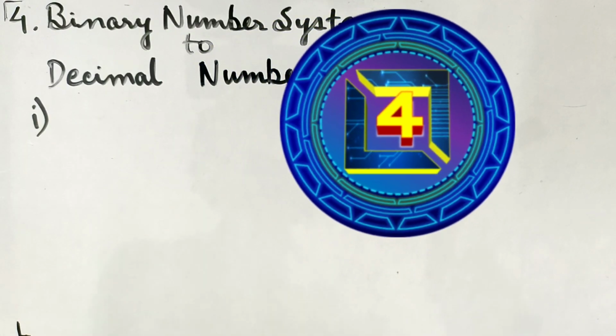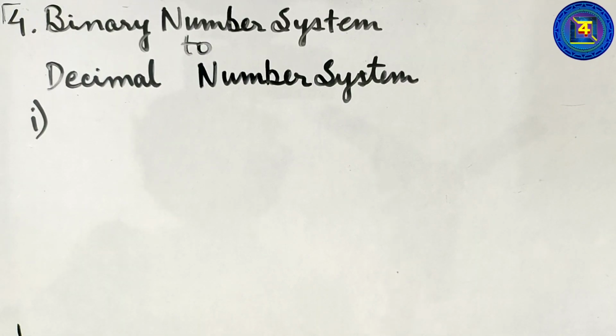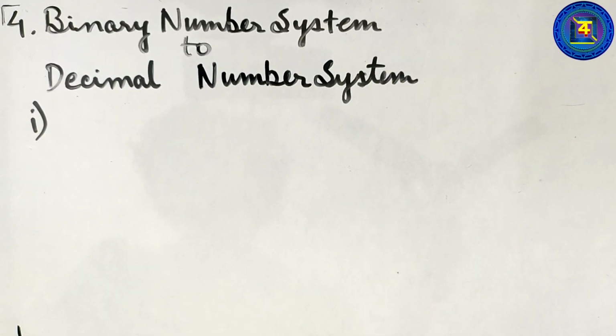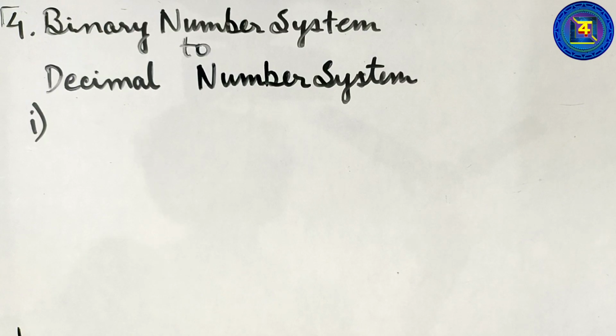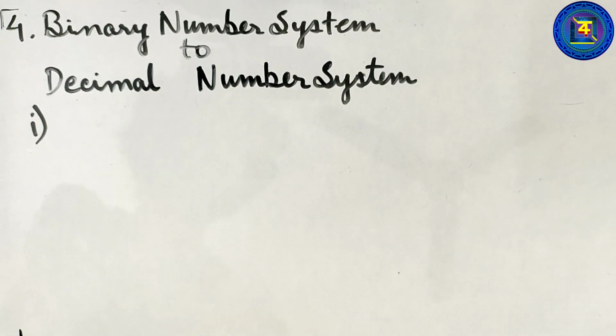Good day everyone. In today's video we are going to start off with the next three conversions, that is binary number system to decimal number system, octal number system to decimal number system, and hexadecimal number system to decimal number system. So let us begin with the fourth conversion, which is from part 2, that is binary number system to decimal number system.